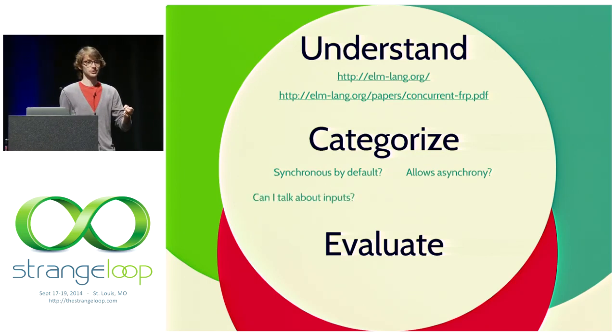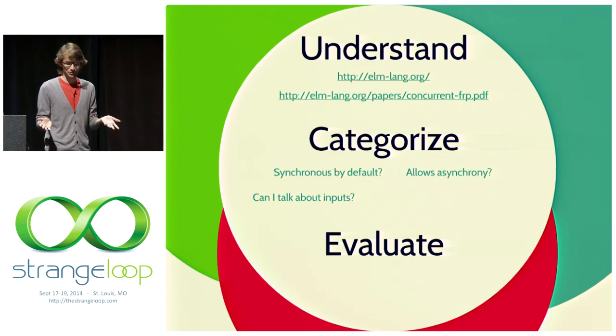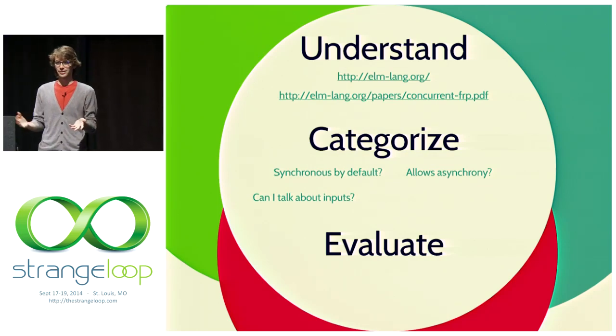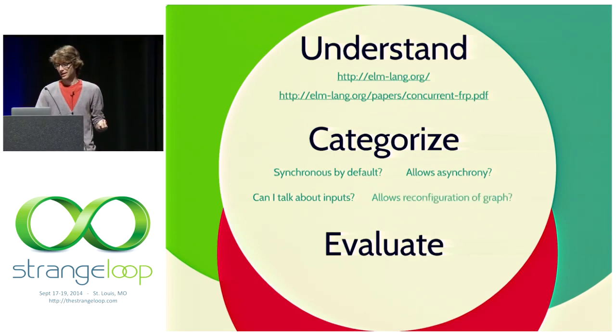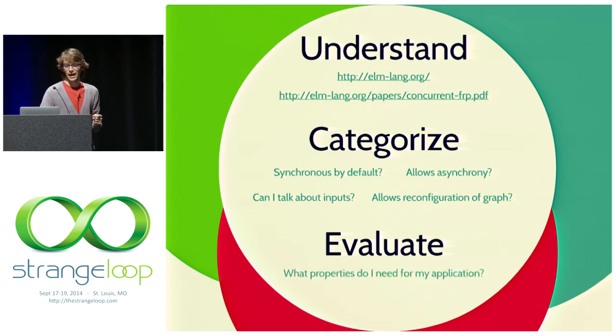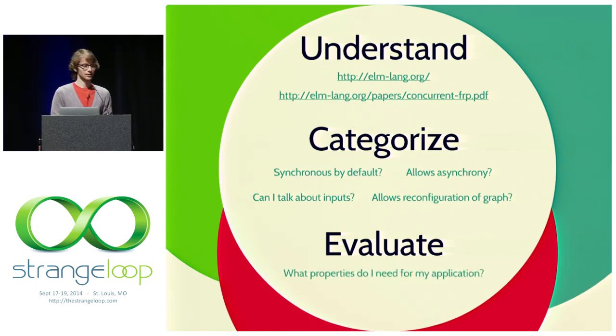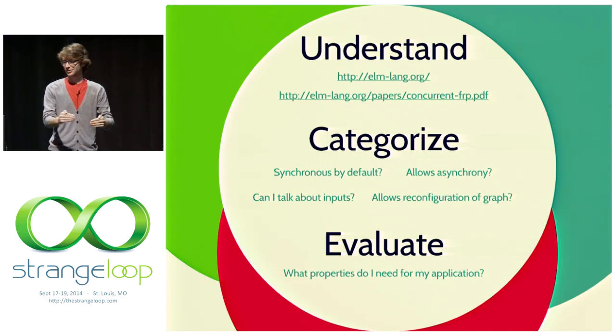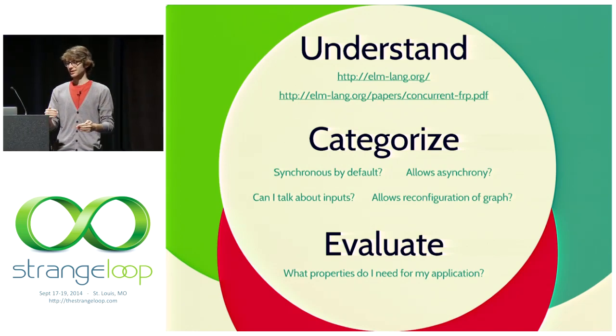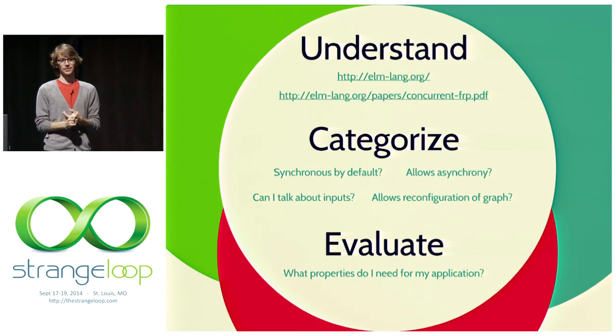Can I talk about inputs? This is essentially a way of saying, is it a kind of arrowized system? Is it a way of structuring code, or is it a way of talking about events? Can I reconfigure my graph? And when you want to evaluate this, the question isn't how can I get the fanciest words on my library. It's what properties do I need for my application, right?